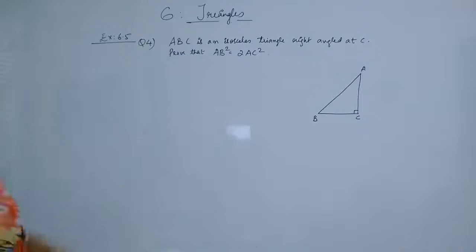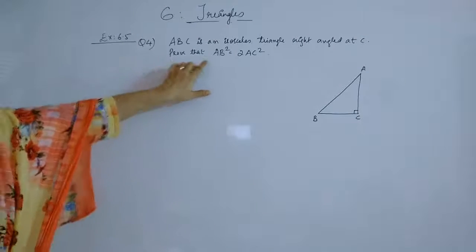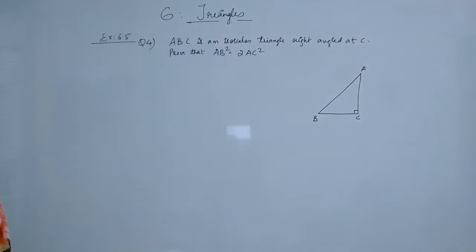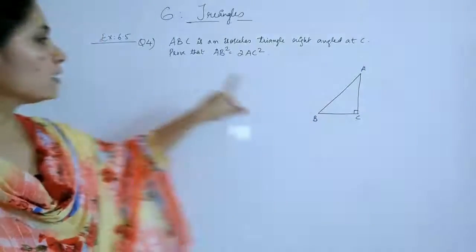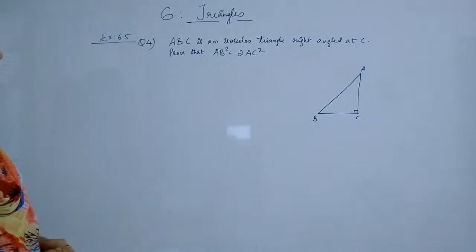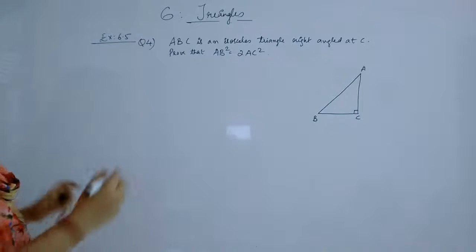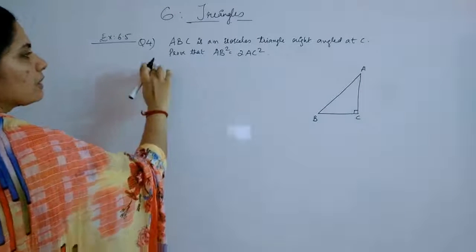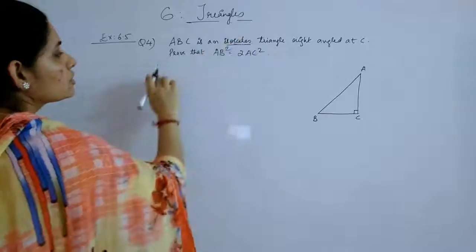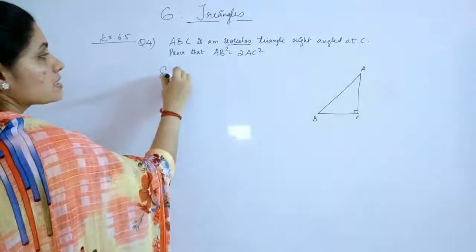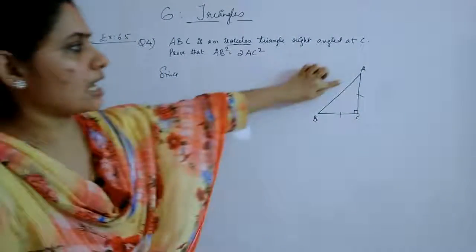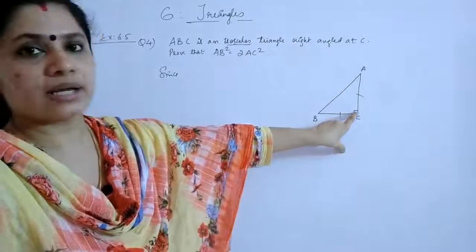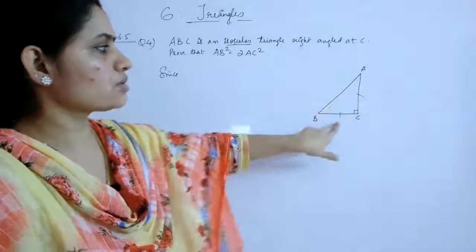Fourth question: ABC is an isosceles triangle right angled at C. You have to prove that AB square is equal to 2 into AC square. So for that I have drawn a triangle ABC right angled at C. Now since it is right angled, you can use Pythagoras theorem. By Pythagoras theorem, first we will use that it is an isosceles triangle. The side opposite to the right angle will be the hypotenuse, so the other two sides will be equal.